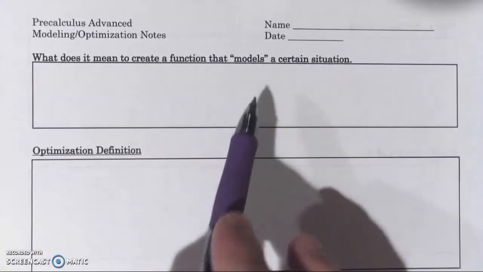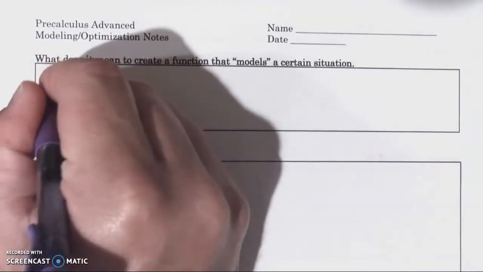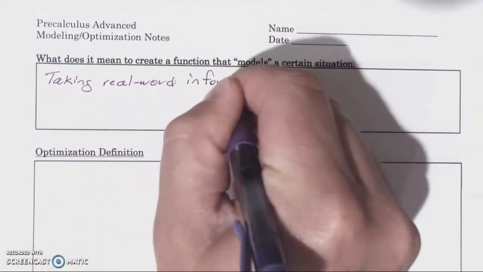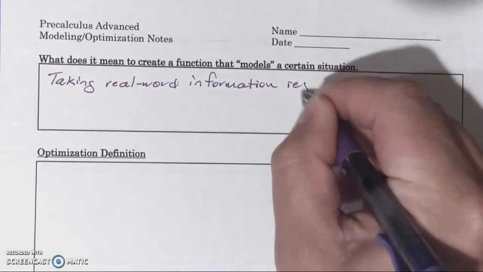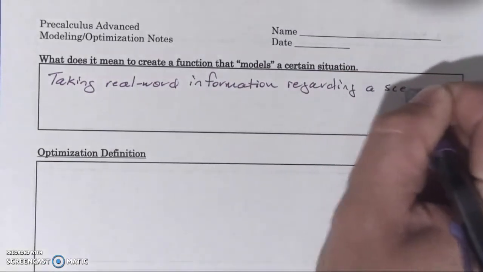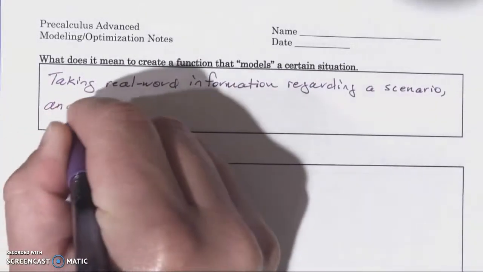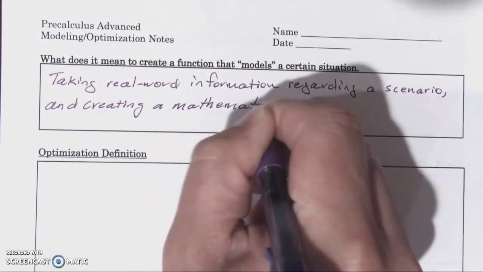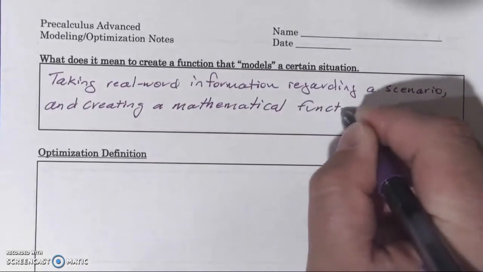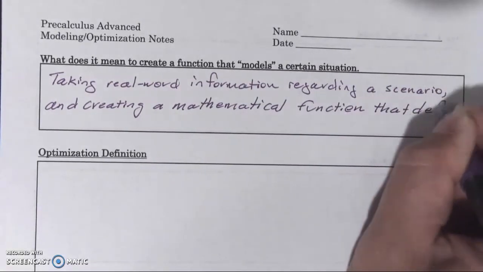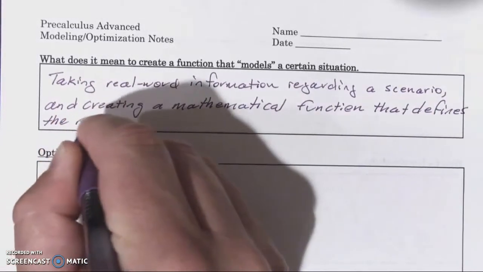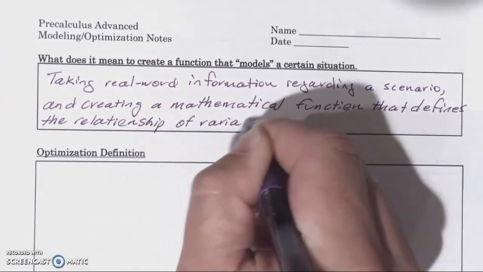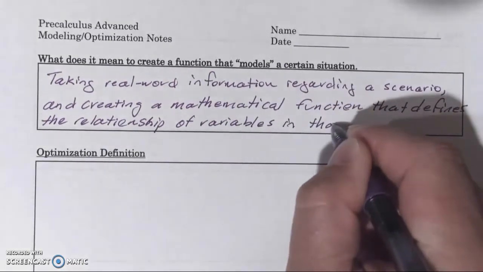What does it mean to create a function that models a certain situation? Well, really it means taking real-world information regarding a scenario and creating a mathematical function that defines the relationship of variables in that scenario.